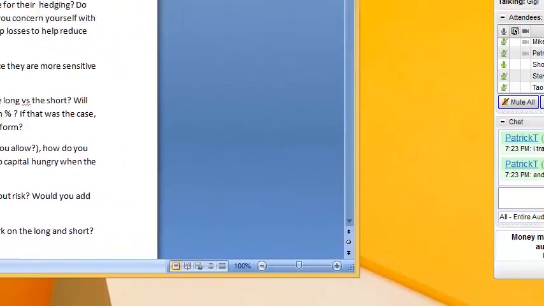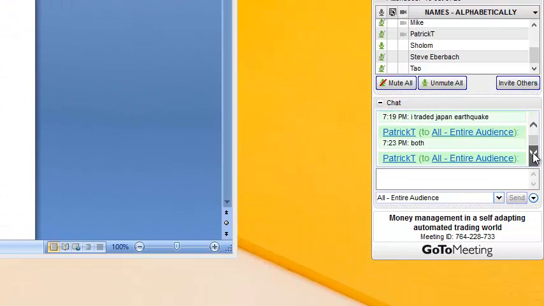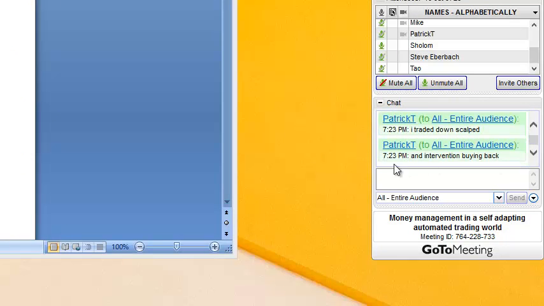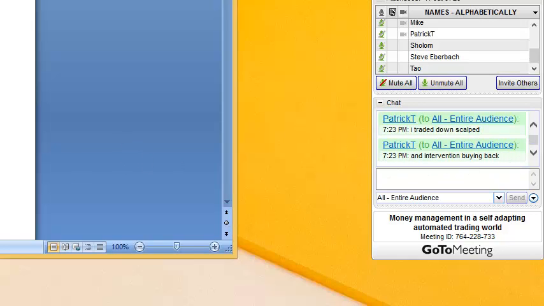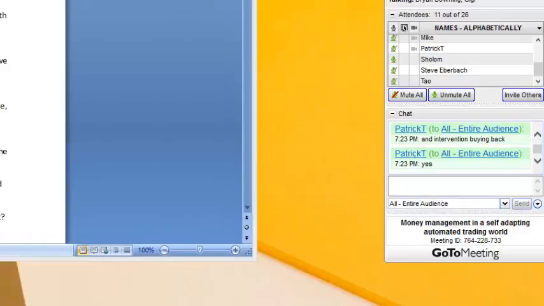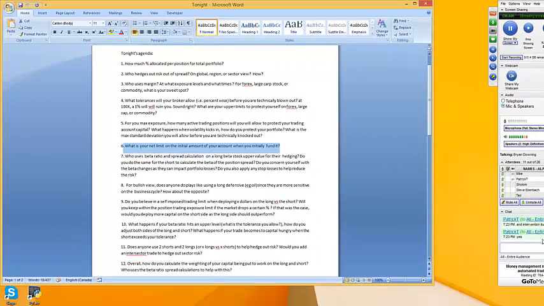So Patrick came back with a couple of follow-up answers. He said he lost both sides, traded down and scalped, and intervention buying back. It was not the Japan, it was most likely the Fukushima event, because the earthquake was Fukushima in that case. Okay, you want to move on? I was on the right side of the flash crash, May 6th of 2010. That was just dumb luck, but it was good to be on the right side of that. Let me tell you.